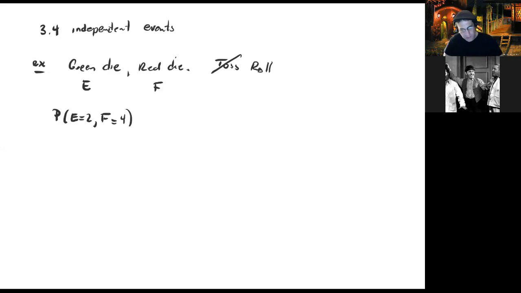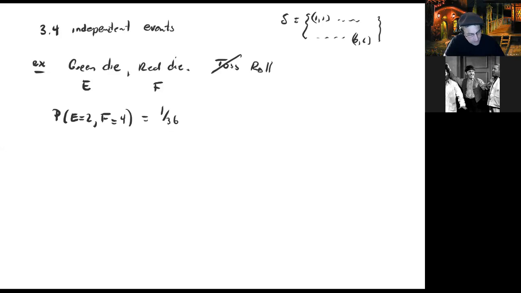Well, there are 36 outcomes, remember. So the sample space was (1,1), (1,2), and so on, to (6,6). So 36 outcomes, and each outcome is equally likely. So this is the probability of getting a (2,4). So that's a 1 out of 36 chance, right?